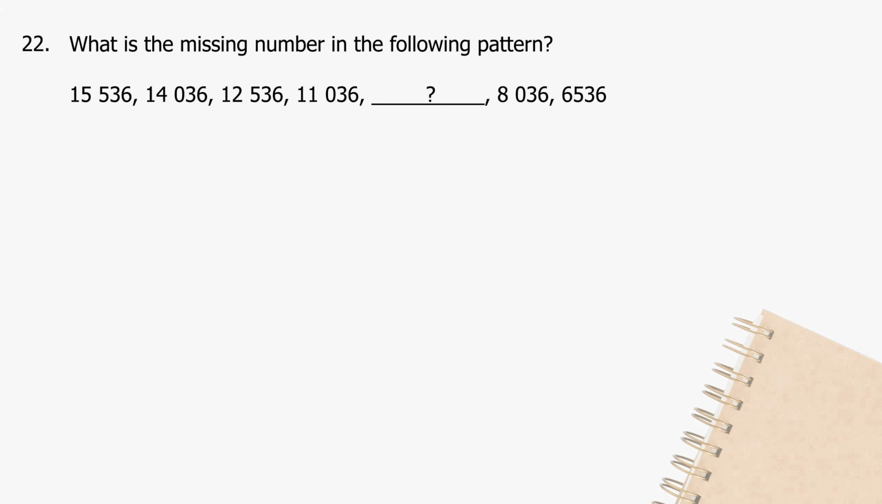Question 22. What is the missing number in the following pattern? 15,536, 14,036, 12,536, 11,036, missing number, 8,036, 6,536.